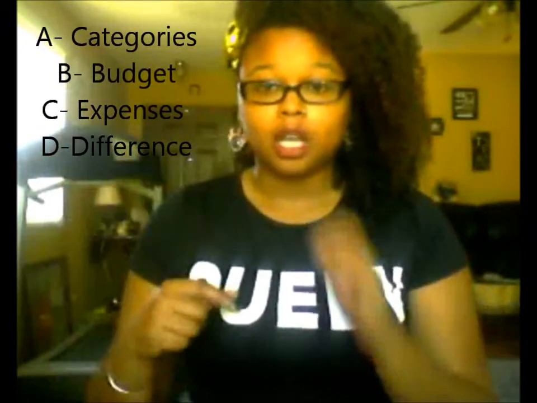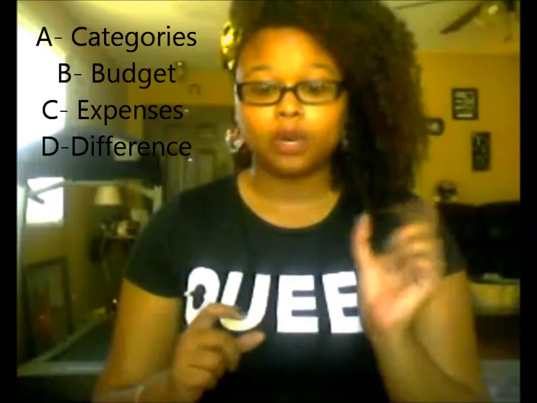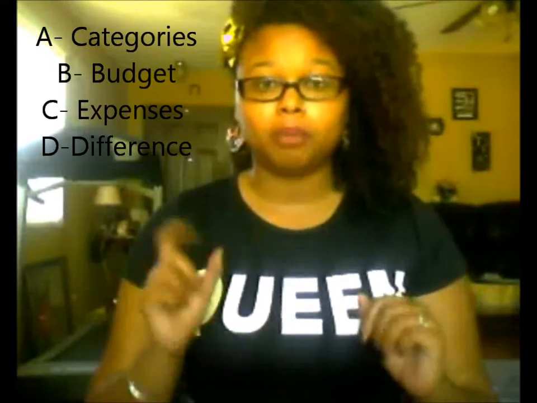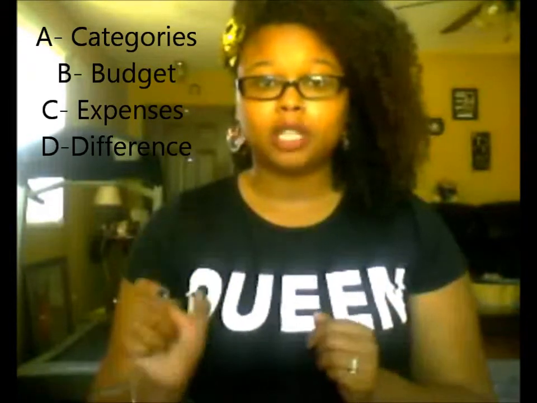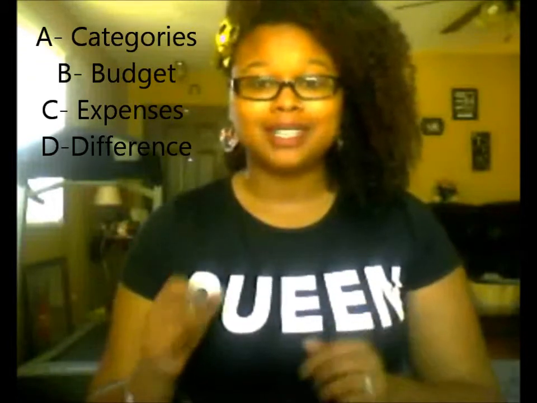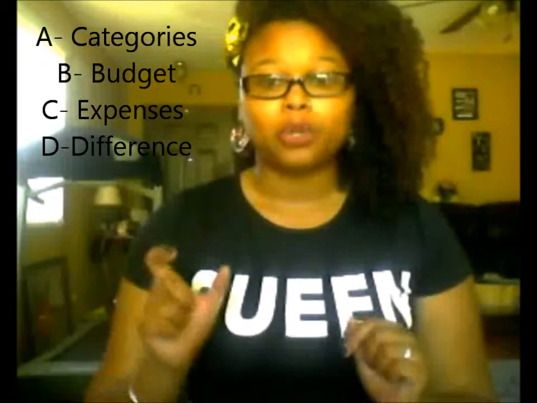You're going to have four basic columns. For my Excel users, that's going to be labeled under the A, B, C, and D columns. In column A, you're going to label it categories. Column B is going to be labeled budgeted. Column C is going to be labeled expenses, and column D is going to be labeled differences or difference, whatever works for you.